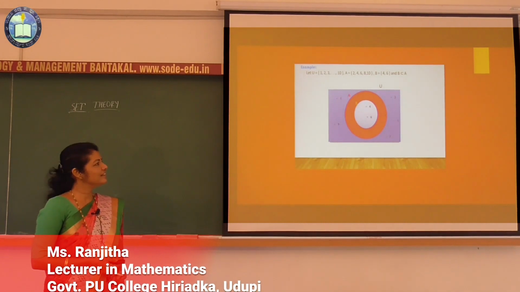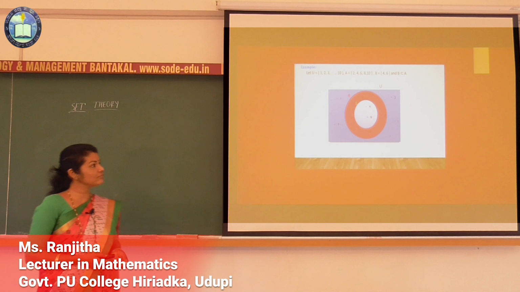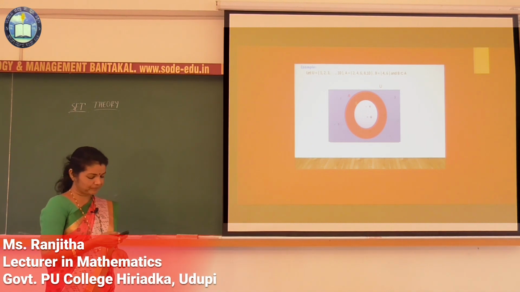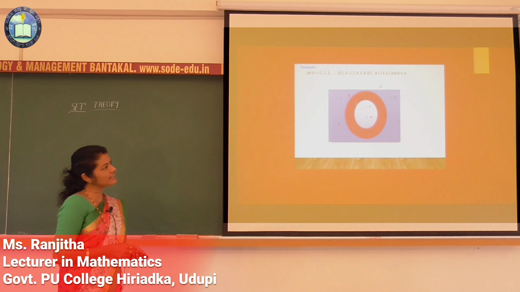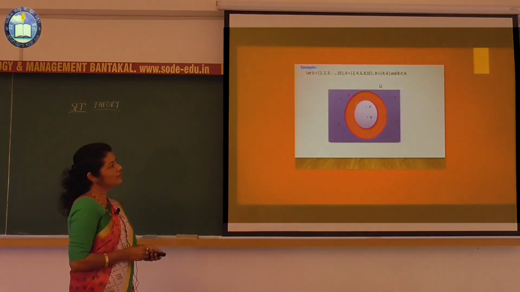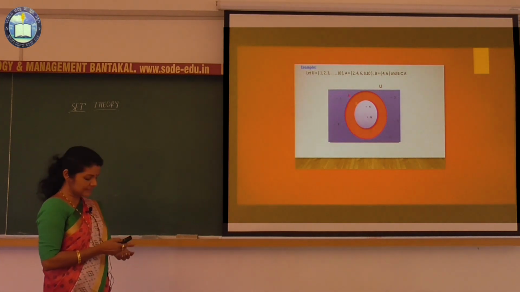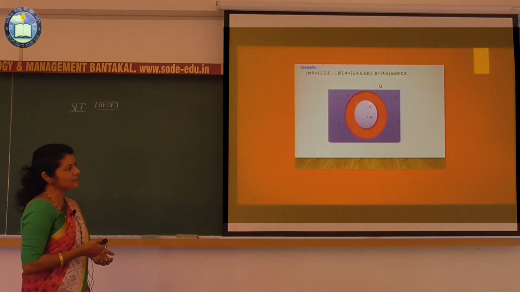Hello students, we have learned about Venn diagram in the last session. So we'll start with few concepts related to Venn diagram. So consider this diagram. Universal set is given, A is given, B is given. According to the statement, B is the subset of A.